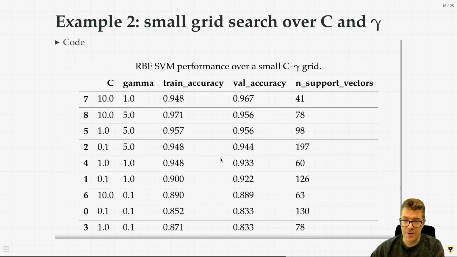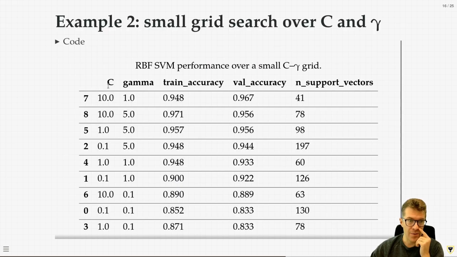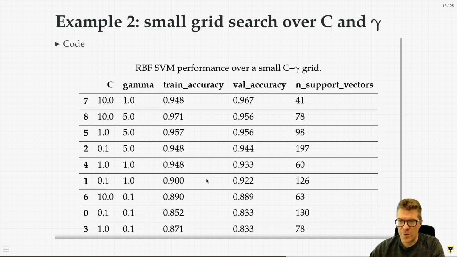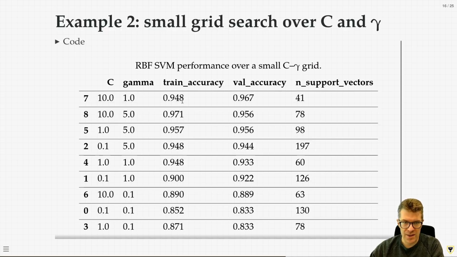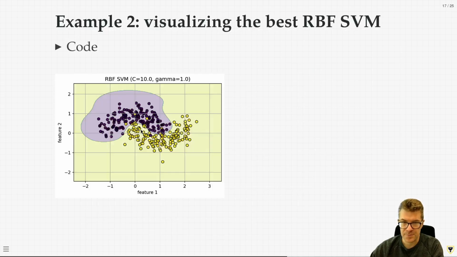And now we can see something a little bit more interesting. We can see our C's going from 0.1 to 10. We have a few different gammas, and we get much more interesting accuracies. We'll talk about evaluating these in a moment, but you can see you have training accuracies that go down to as low as about 85%, and validation accuracies that go down to as low as 83%. And then, like we saw earlier, we have different numbers of support vectors for each of these combinations of hyperparameters.